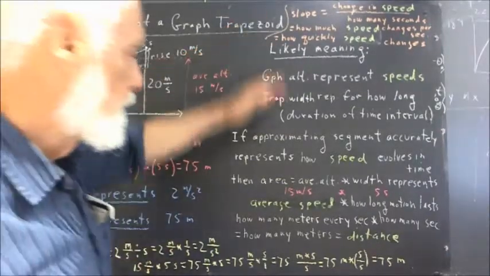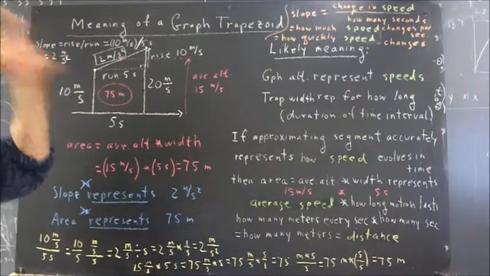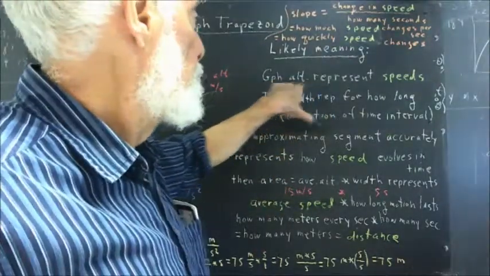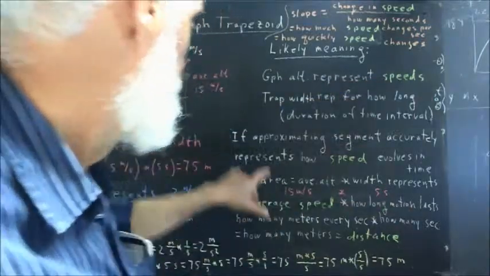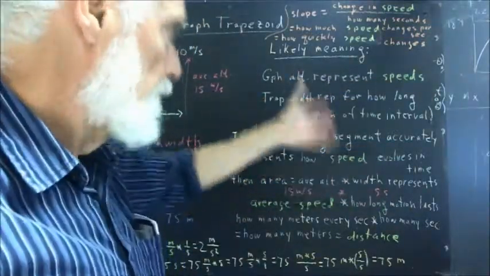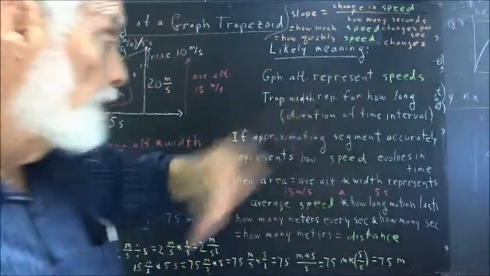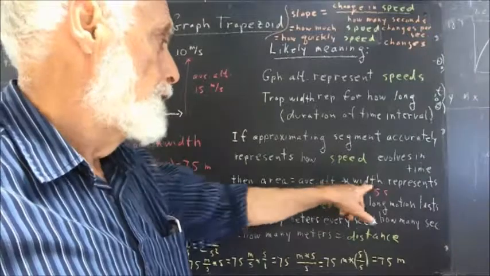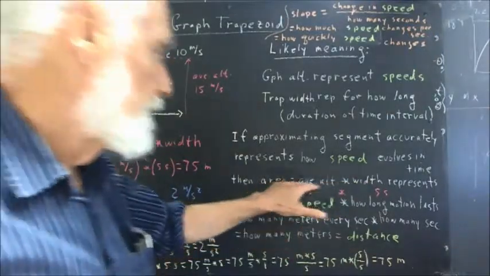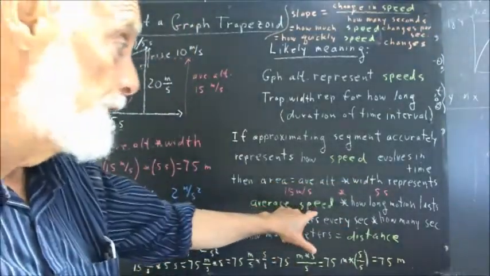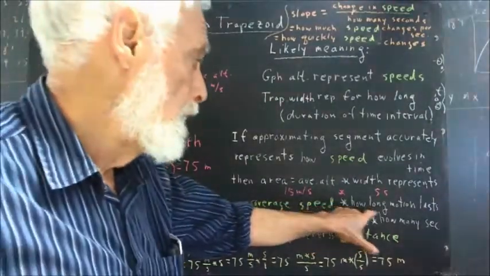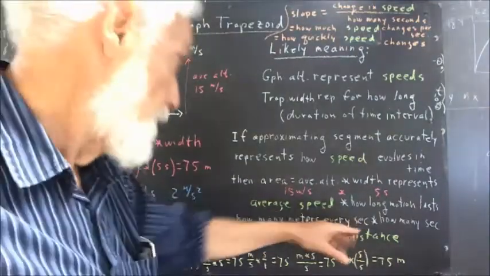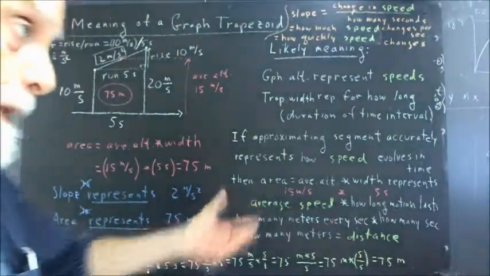And I've changed my wording now in the interpretation of the area. Graph altitudes represent speeds. So if the approximating segment accurately expresses how speed evolves in time, then the average area, which is average altitude times width, represents what? Average altitude is going to now represent average speed multiplied by how long the motion lasts, which is basically then how many meters every second, because that's one way of measuring the average speed.